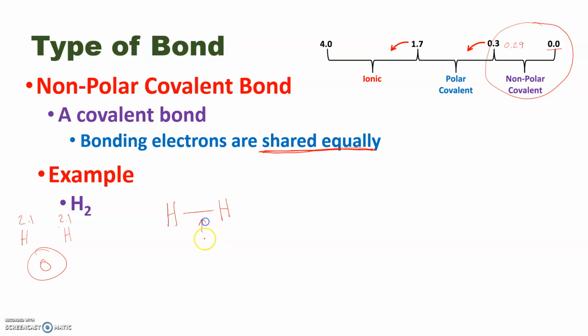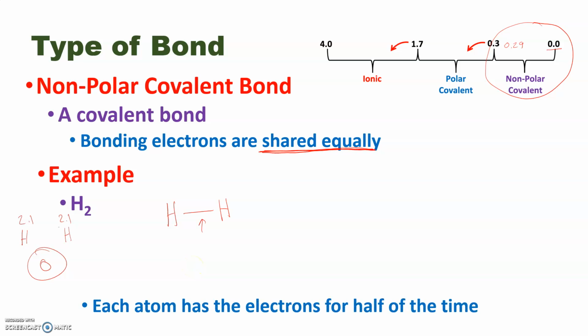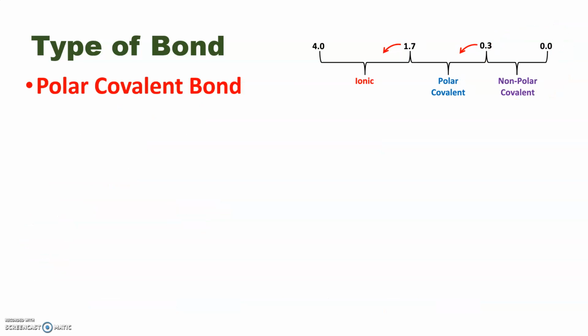This bond here represents the shared pair that they're sharing, and they're going to share the electrons equally. So each atom will have the electrons for half the time.